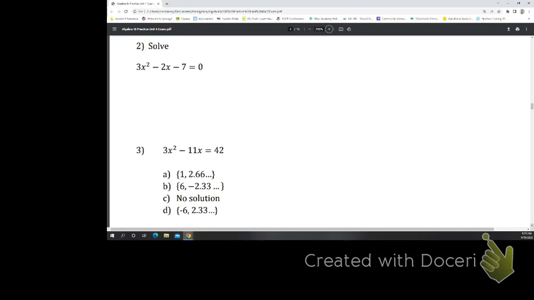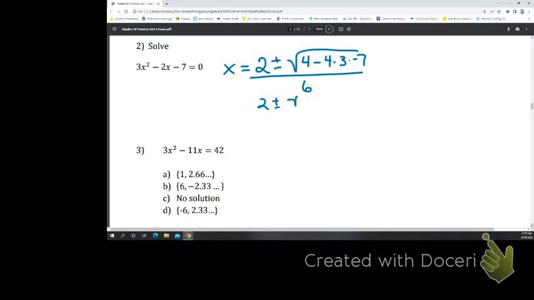So even though number 2 is not multiple choice or select all, that might seem easier just because the numbers are smaller and it's already set equal to 0. So opposite of b, negative b in this case would go to positive 2, plus minus negative 2 squared is still positive 4, minus 4 times 3 times negative 7, all over 2 times 3 is 6. So then what number did you come up with underneath here?